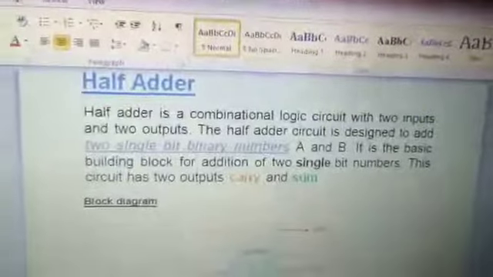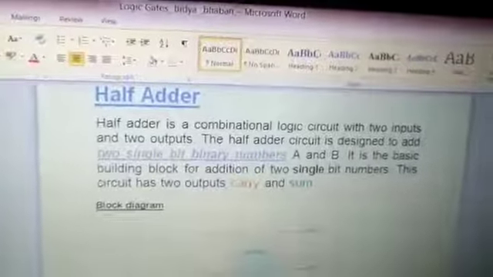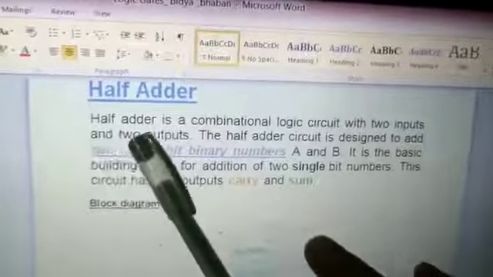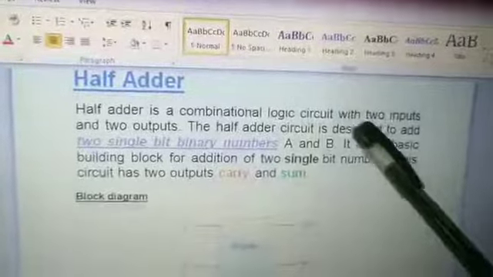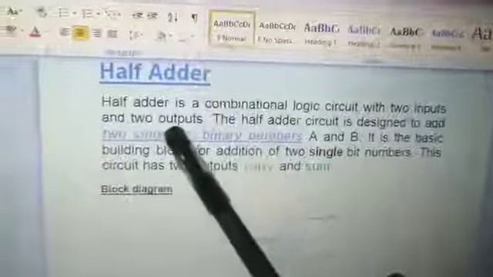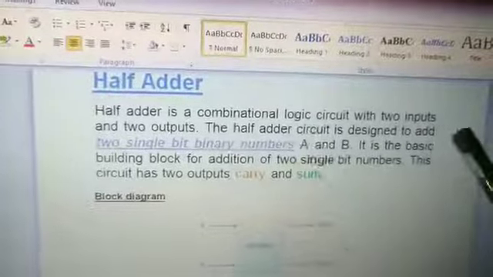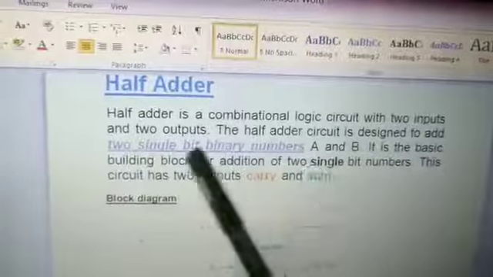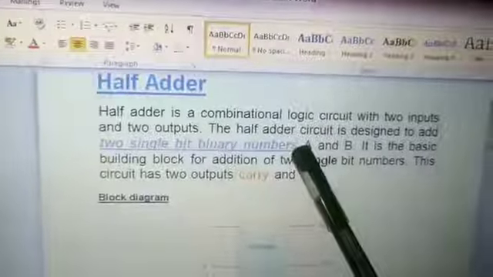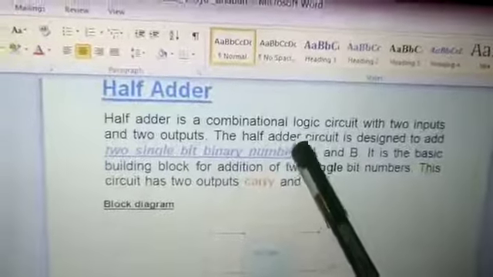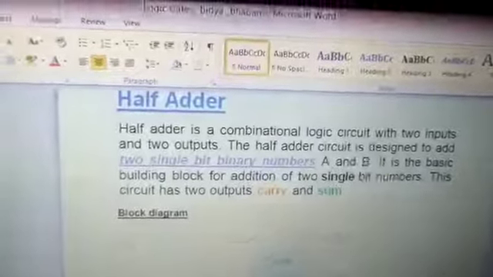What is the definition of a half adder? A half adder is a combinational logic circuit with two inputs and two outputs. You pass two inputs and you get two outputs. The half-adder circuit is designed to add two single bit binary information. Remember that the half adder only adds two single bits, like 0 plus 1 or 1 plus 0.